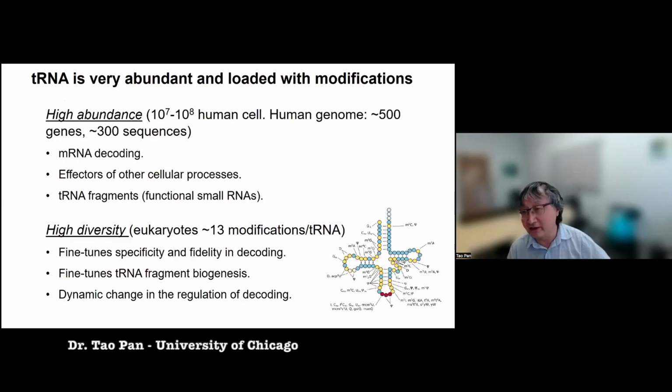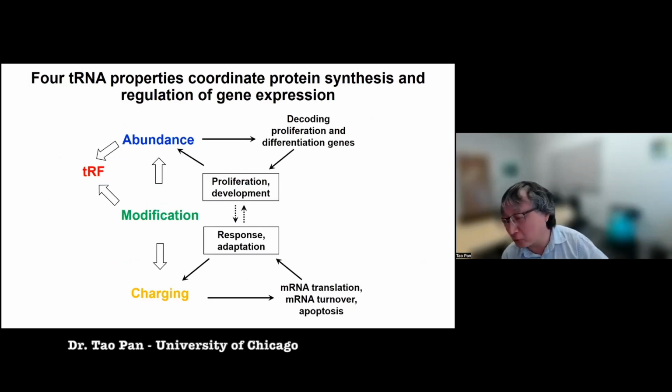Okay, back to the tRNA. Richard had done a great introduction there, but I just want to reemphasize tRNA is extremely abundant. I would say somewhere around 10 to 100 million copies per human cell. The human genome has about 500 tRNA genes, depending how you count them, but the important thing is about 300 sequences, and in any given cell, perhaps approximately 150 to 200 of those are actually expressed. And there's high diversity: on average, 13 modifications per molecule, and overall over 40 different chemical types and so on.